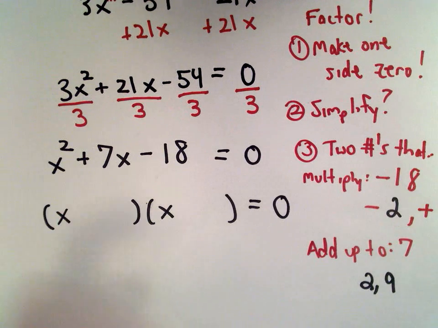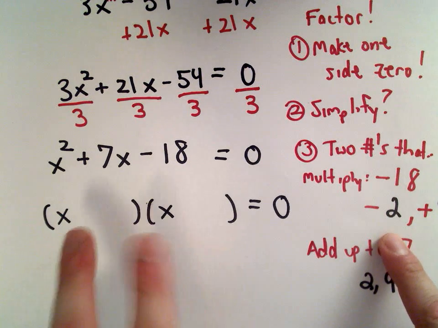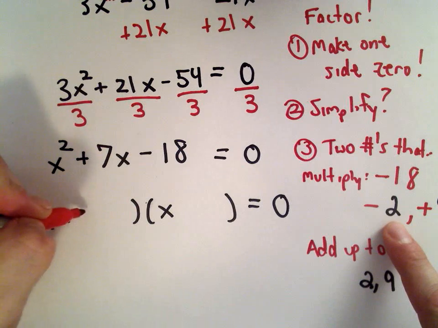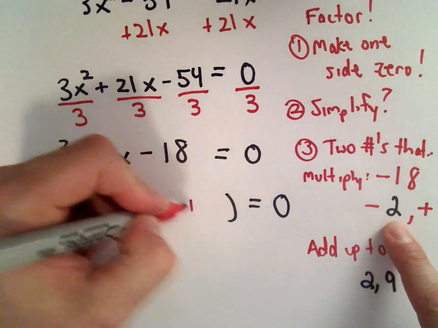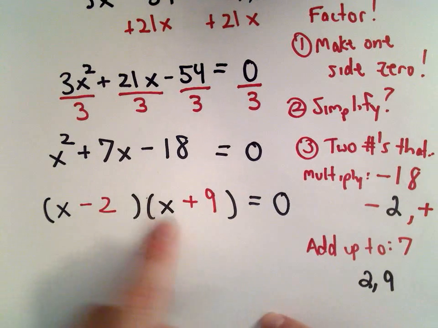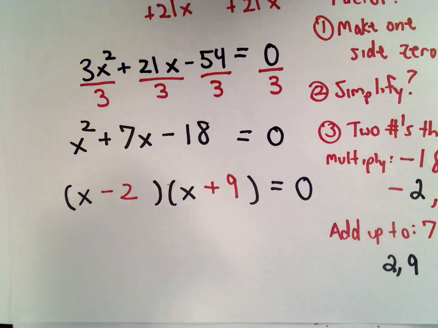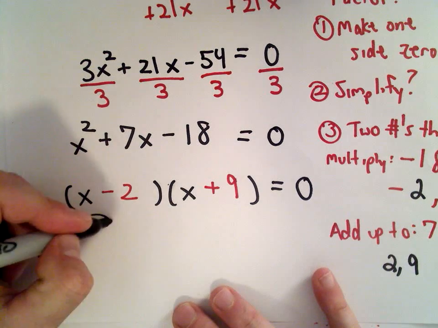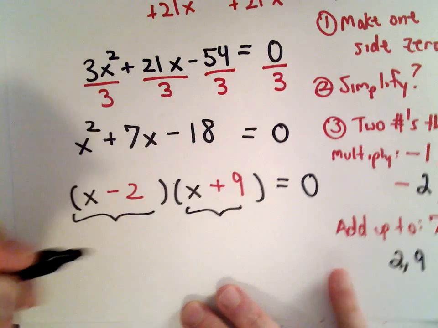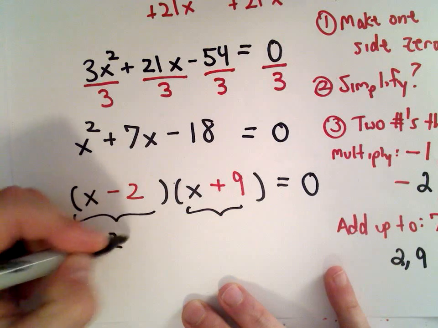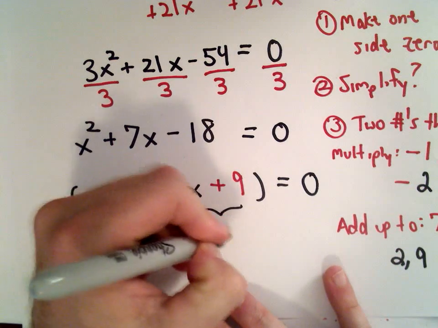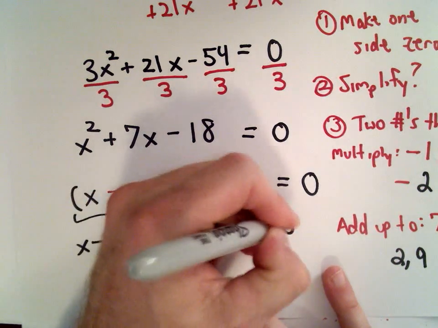And now you just drop each one of these numbers into your parentheses. So we've got x minus 2 and x plus 9. I could have had x plus 9 and x minus 2. It doesn't matter the order that you do that. At this point, once we have it factored, we just take each expression in our parentheses and set it equal to 0, and then we solve those more basic equations.